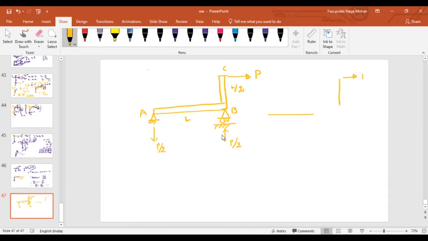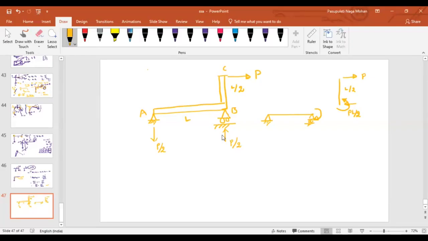And here it will be upward. And whatever this magnitude, L by 2, clockwise. So here it will be anti-clockwise. Here it is anti-clockwise. Here it will be clockwise. Whatever this magnitude, PL by 2. Let us consider the same supports.